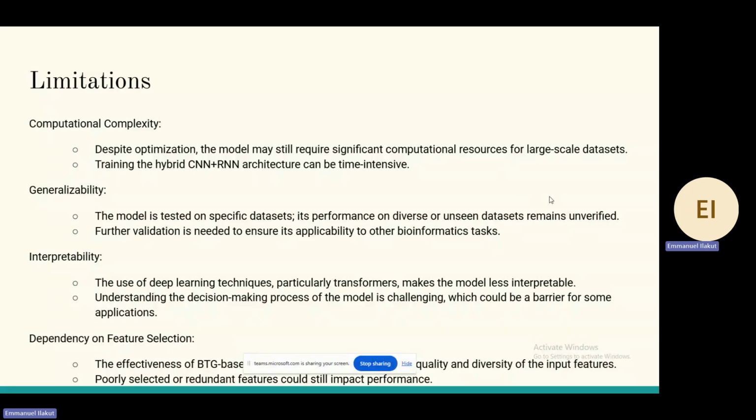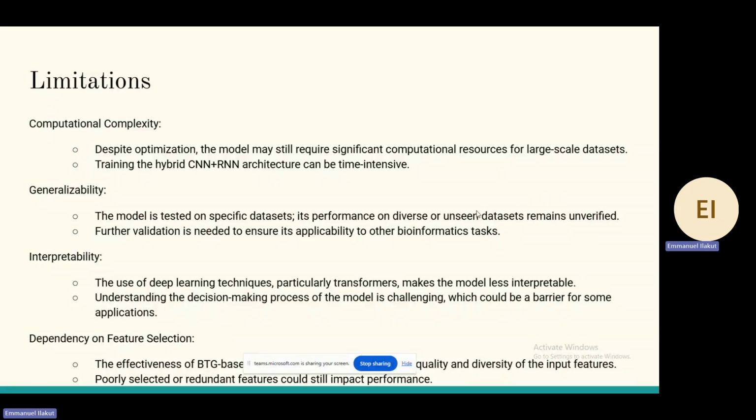Interpretability. The use of deep learning techniques, particularly transformers, makes the model less interpretable. Understanding the decision matrix of the model is challenging because we have very many different combinations, or we have a hybrid in terms of feature extraction, feature selection, and training the model. So identifying how the model is making its decisions may be a bit hard.